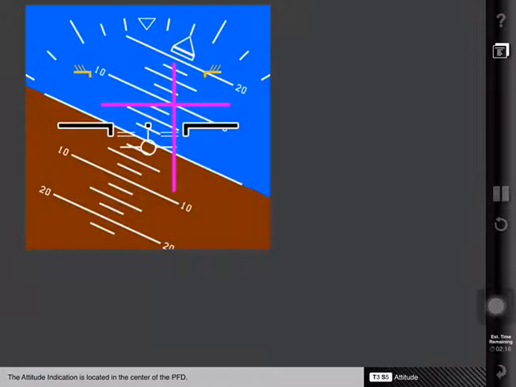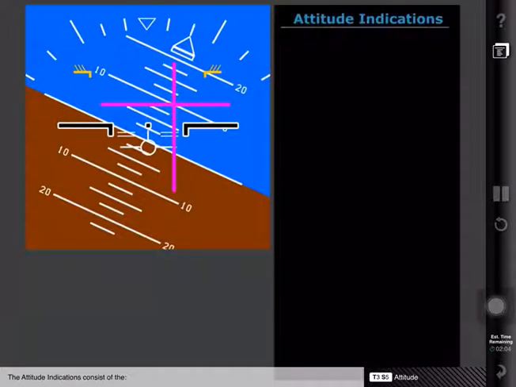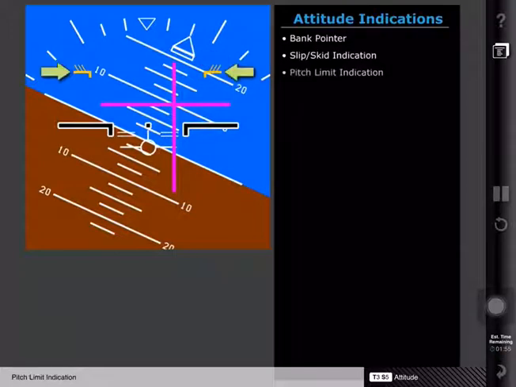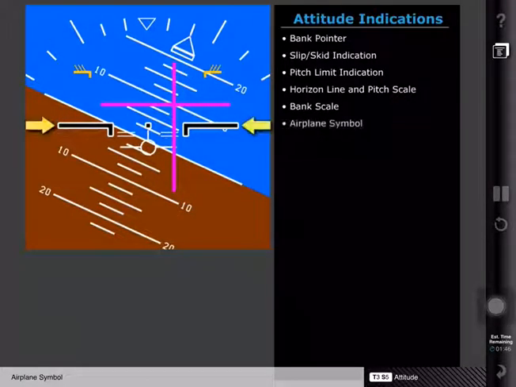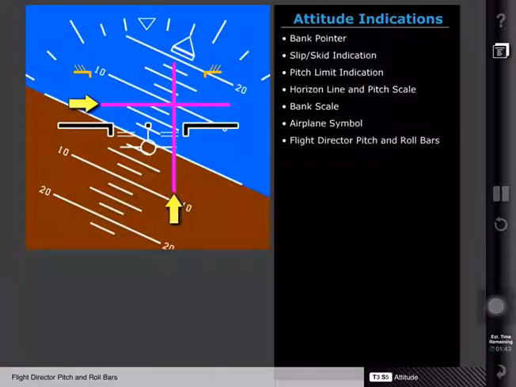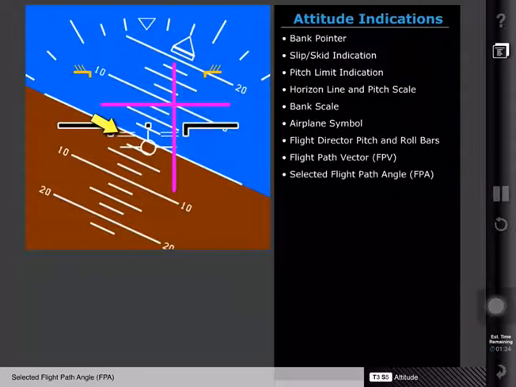The attitude indication is located in the center of the PFD. The attitude indication displays the airplane pitch and roll attitude referenced to the horizon. The attitude indications consist of the bank pointer, the slip skid indication, the pitch limit indication, the horizon line and pitch scale, the bank scale, the airplane symbol, flight director pitch and roll bars, the flight path vector, or FPV, and the selected flight path angle, or FPA.